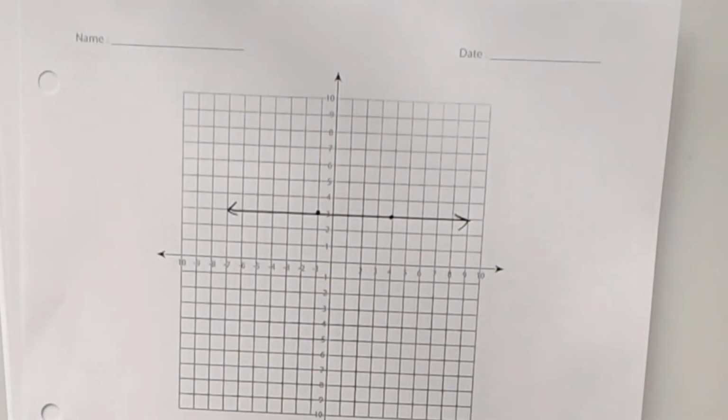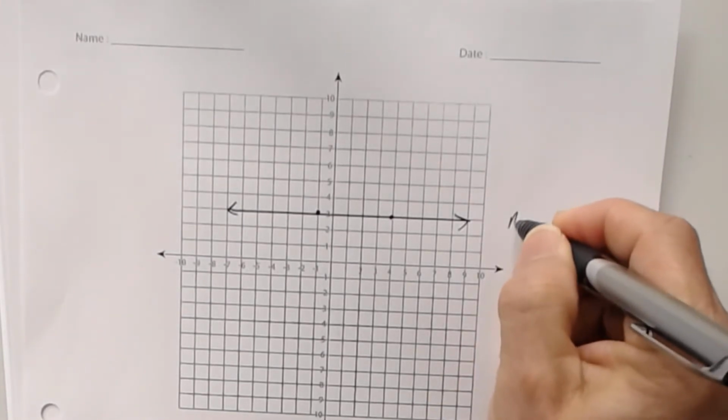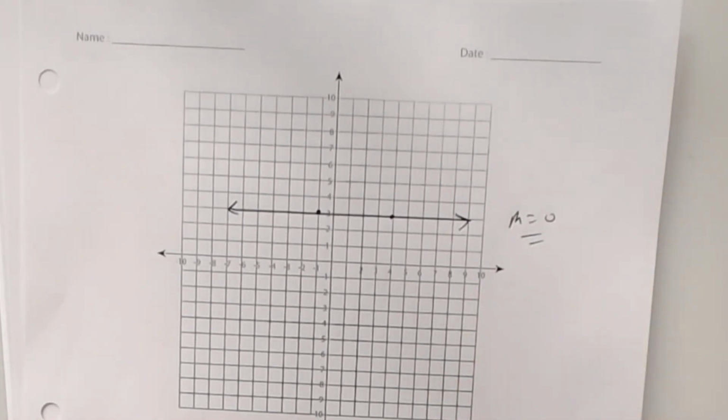Okay? So what should the slope of this line be then? 0. The slope should be 0 because all horizontal lines have what slope? 0. Slope is going to be 0.